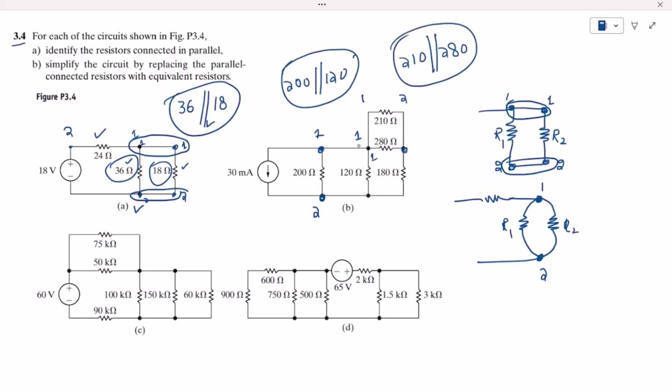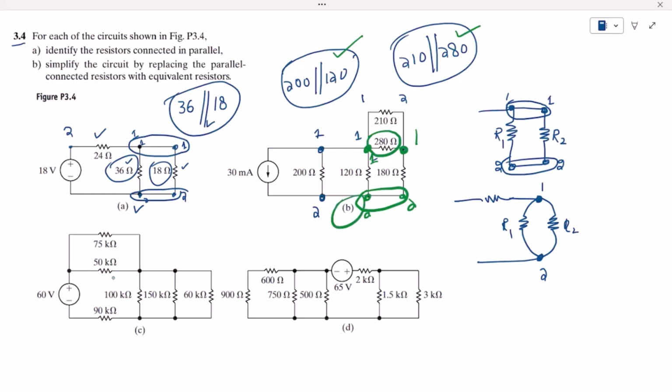And use this one. You can see that this is the first end, this is the second end, this is the first end, this is the second end. Okay, these two are directly connected with each other, but if you see this first end with this one, you can see that these are not directly connected, but there is a resistor in between them, so therefore these are not in parallel with each other. Okay, so you can here say that this 200 and 120 and this 210 and 280, these are the two combinations which are in parallel here in this circuit. Okay, which is of part B.